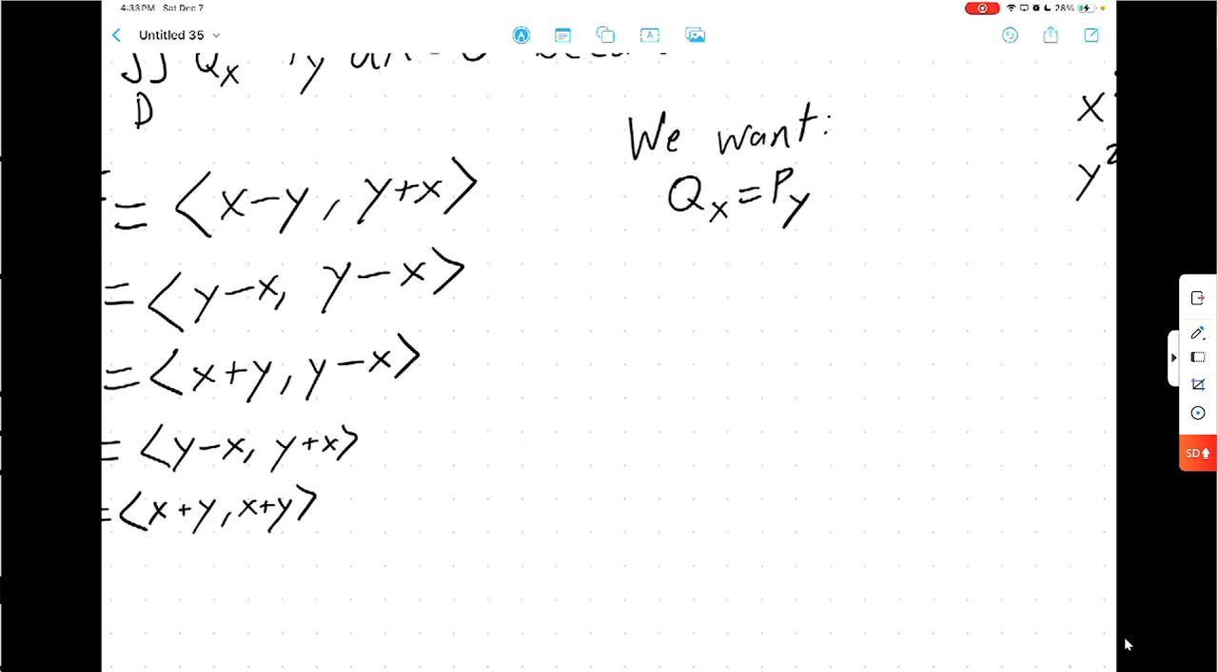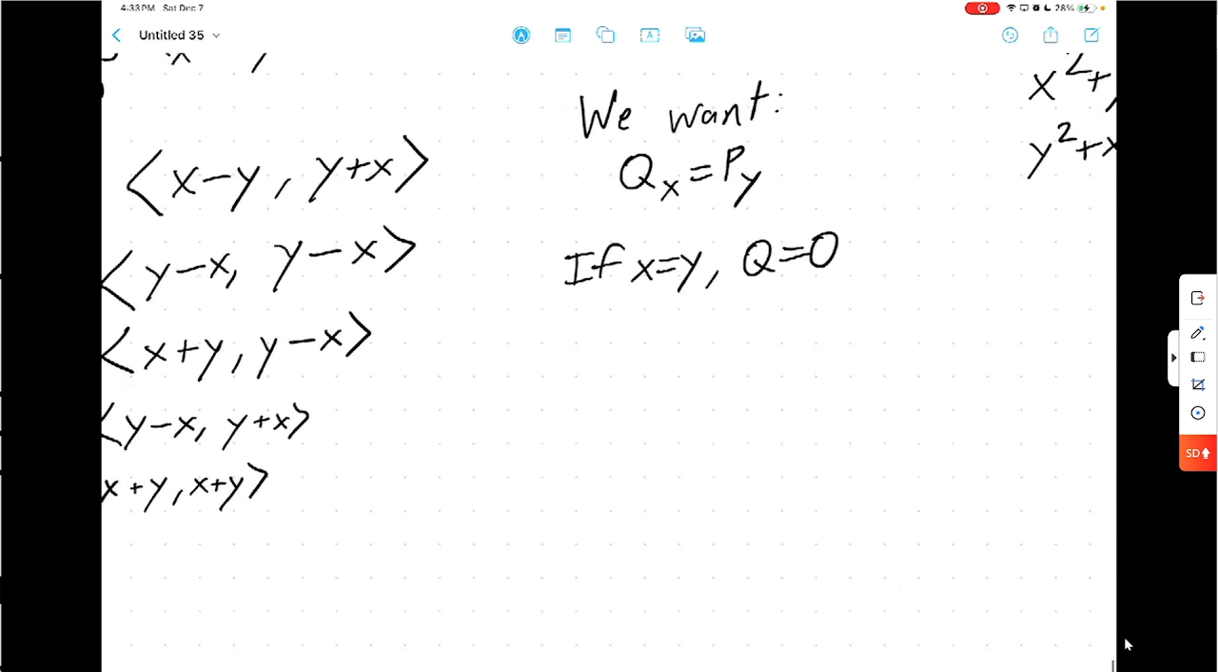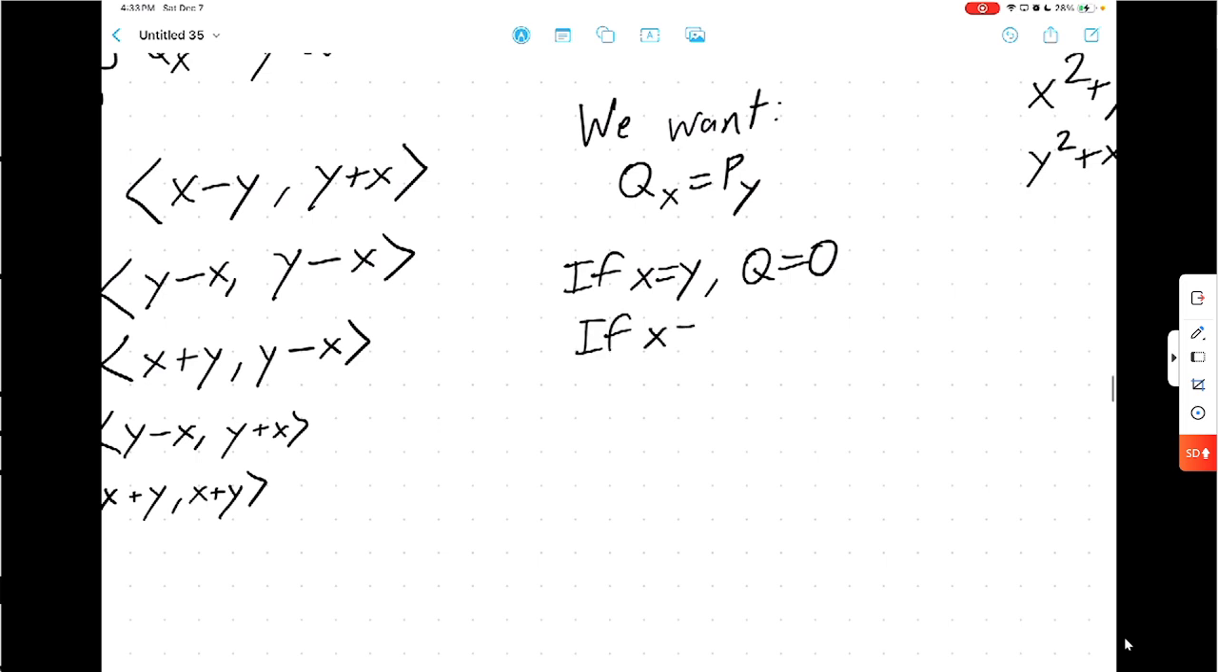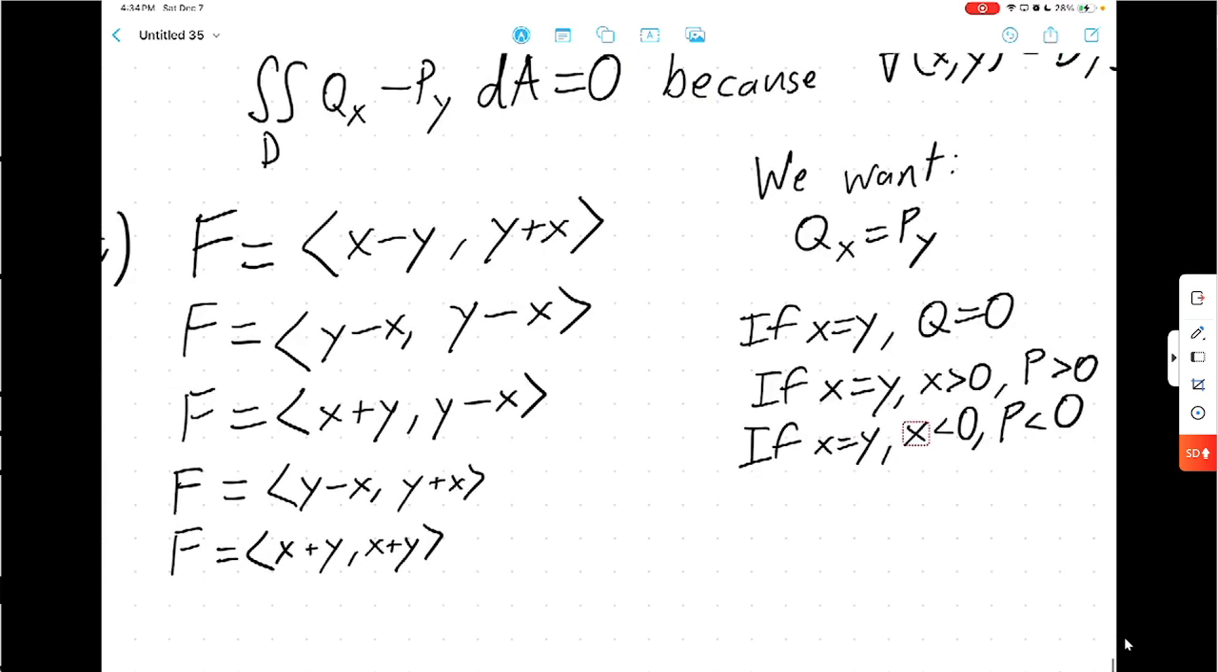Also, if you notice on the graph, if x is equal to y, then q will be 0, because all of those on there only move in the x direction. Another thing we can observe is that if x is equal to y and x is bigger than 0, p is bigger than 0. And if x is equal to y and x is less than 0, p is less than 0. So with all that information, first, q of x equals p of y.